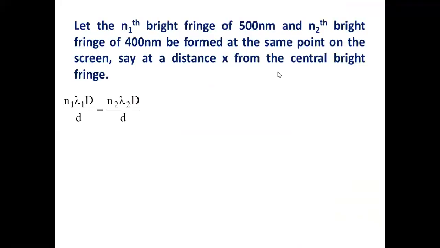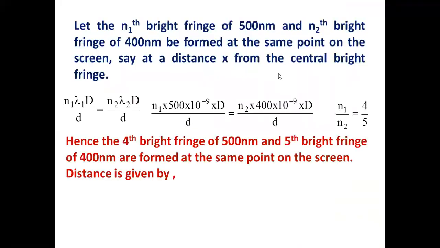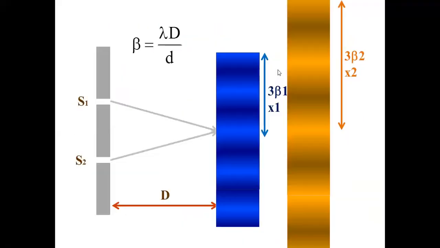Okay. Yes, this is over. So this is 3 beta 1 for blue. This is 3 beta 2 for red. What is the distance between the third bright fringe of this and this? 3 beta, x2 minus x1. Suppose this distance is 7 millimeter, this is 3 millimeter, 4 millimeter is the distance from here to here. That is what you have to do.